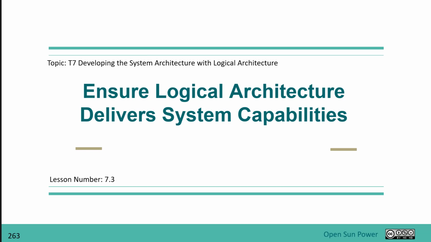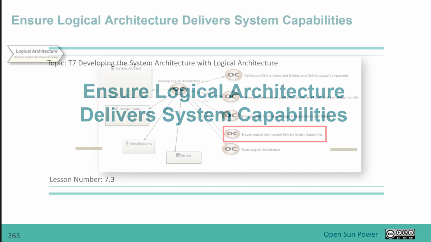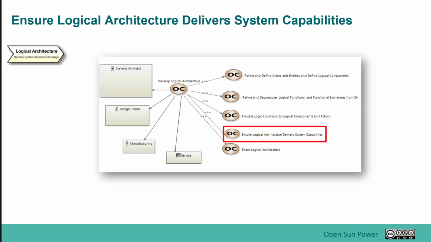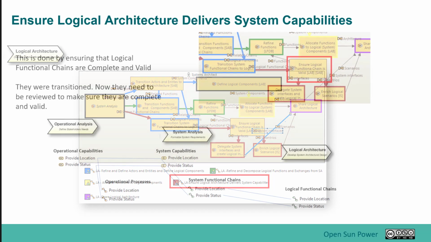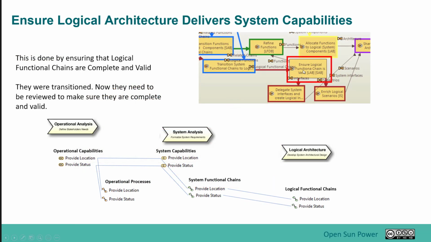Now we're going to go on to a section where we're going to ensure that the logical architecture delivers systems capabilities. In this phase, it's really one of the more interesting and enjoyable parts because it shows that you've completed the logical architecture phase. So we'll focus on ensuring the logical architecture delivers the system's capabilities. That section is seen here in red.